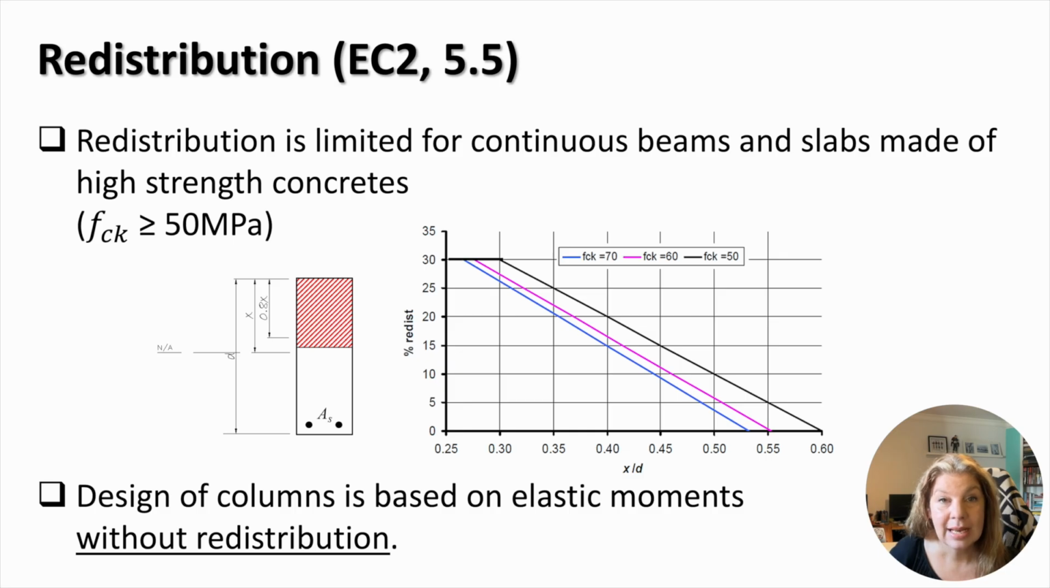While continuous beams and slabs are made of high-strength concrete, the redistribution limits the amount of concrete that can be used in calculations of flexural capacity of a reinforced concrete cross-section. This capacity of the reinforced concrete cross-section is defined by the x to d ratio, where x is the depth of concrete in compression, or the depth of the neutral axis, and d is the effective depth of the section. Both x and d can be seen in the schematic reinforced concrete cross-section shown in this picture, and will be discussed in much further detail in future lectures. Redistribution is not allowed for calculation of moments during the design of columns.